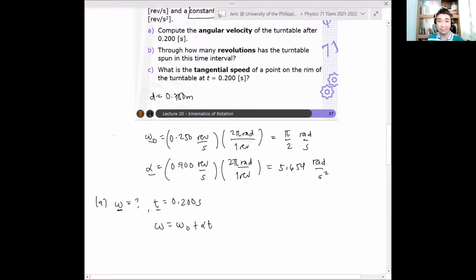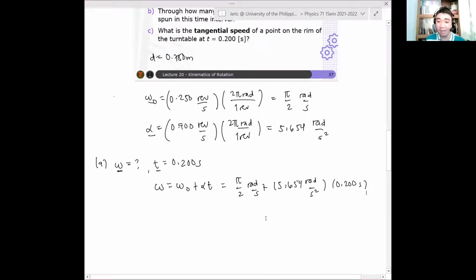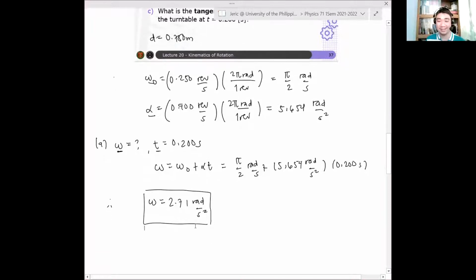And this is just equal to pi over 2 radians per second plus alpha, about 5.654 radians per second squared, multiplied by the time 0.200 seconds. So my omega is about 2.71 radians per second. That is the answer. Okay? Got it? Plug and play, that's all it is. Okay, thank you.